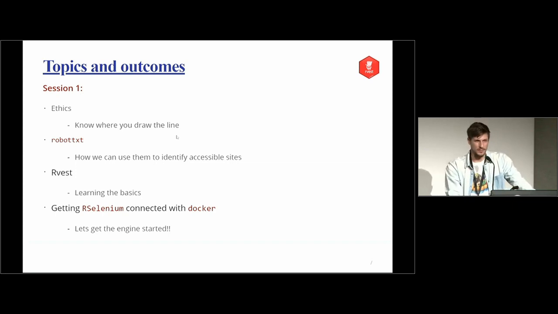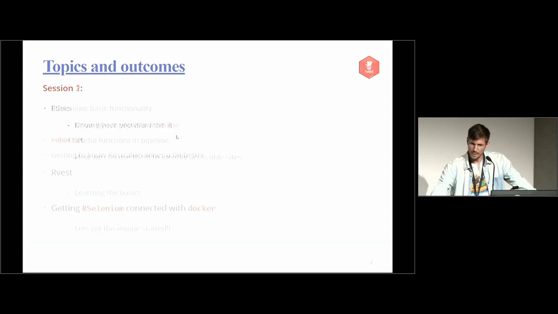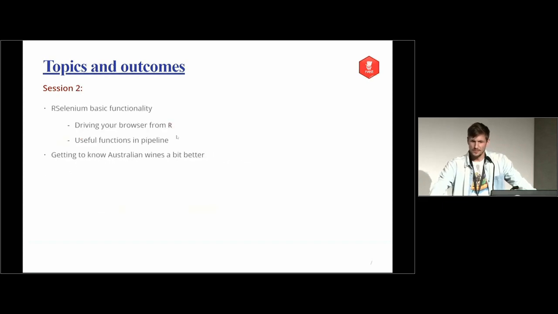Okay, so I'm going to show you the basics today, and hopefully we can roll that straight into RSelenium. In session 2, we're just going to look at RSelenium, some basic functionality, and then driving your browser around. Then we're going to use this newly found knowledge that we have gained today to get to know the Australian wines a little bit better.